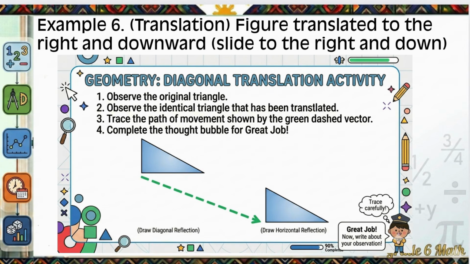3. Check your path. See how the path, the green dotted arrow, connects the bottom left point of the top triangle to the exact same bottom left point of the bottom triangle. When you are doing your activity, make sure your vector connects the exact same corresponding point on each shape.